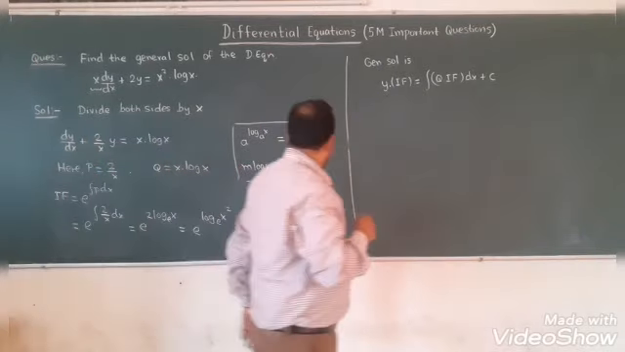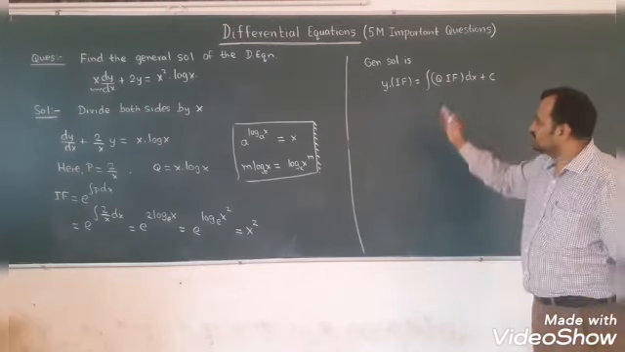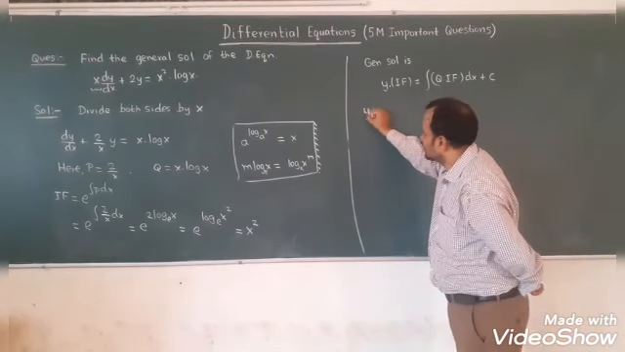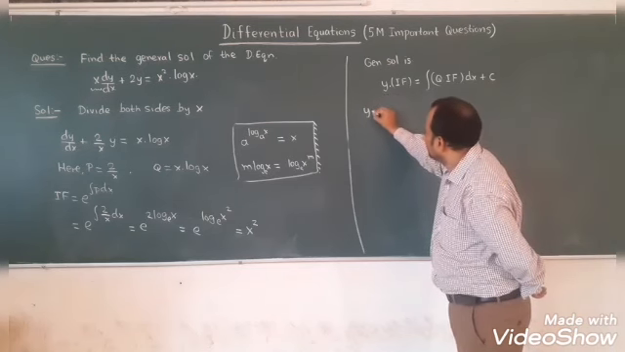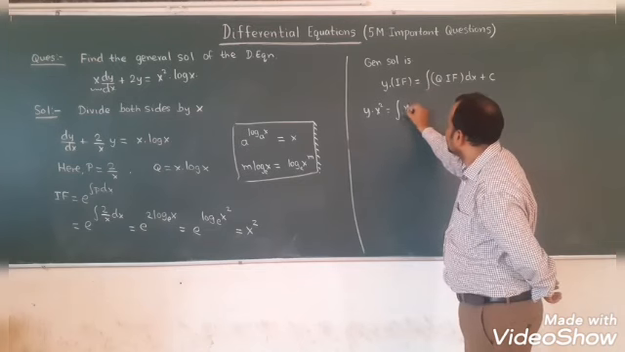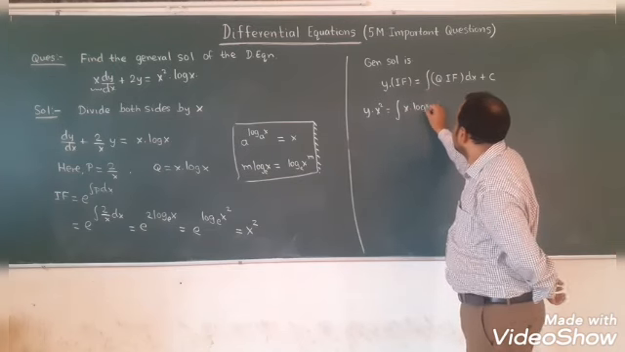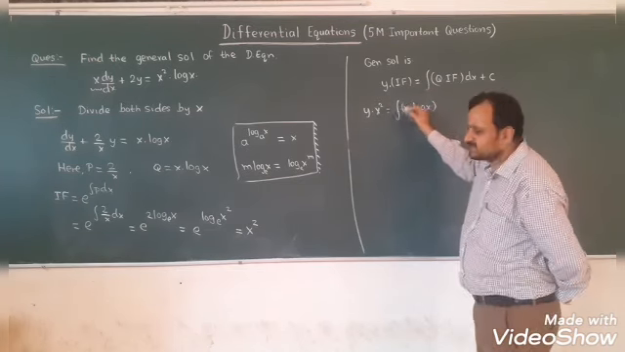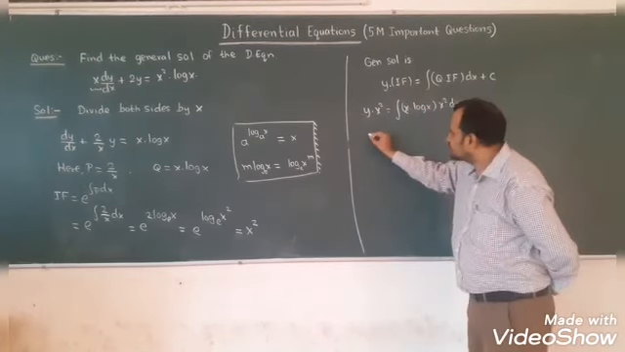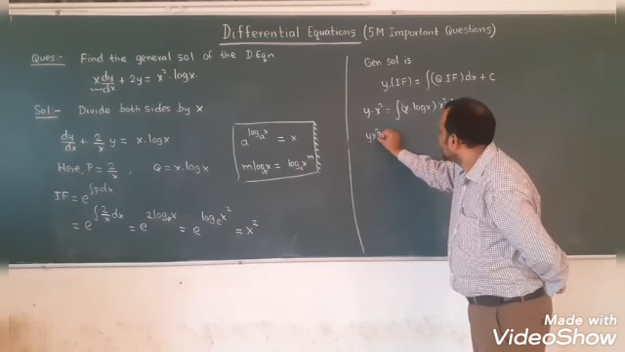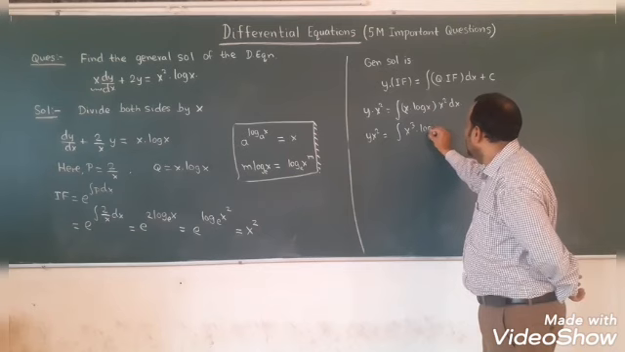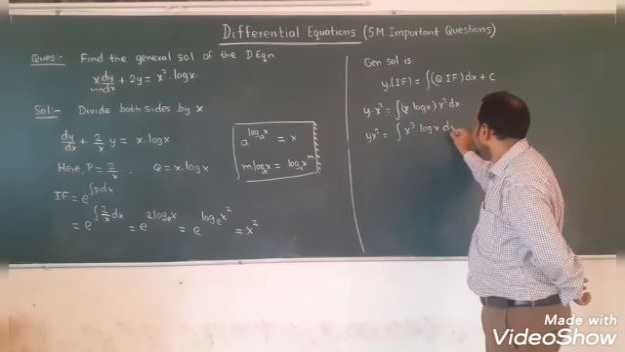Next, we have to find the general solution. The formula is given by this. Let us put the values. y into the integrating factor, x square, equal to integral of q into the integrating factor. q is nothing but x log x, into x square dx. Let us solve this. So y into x square is equal to integral of x cube into log x dx.